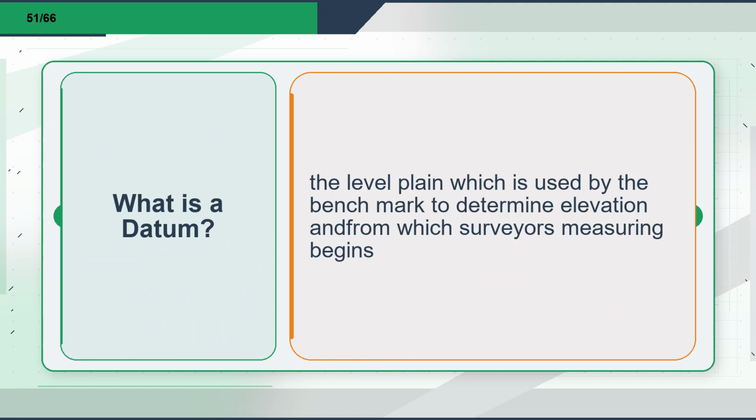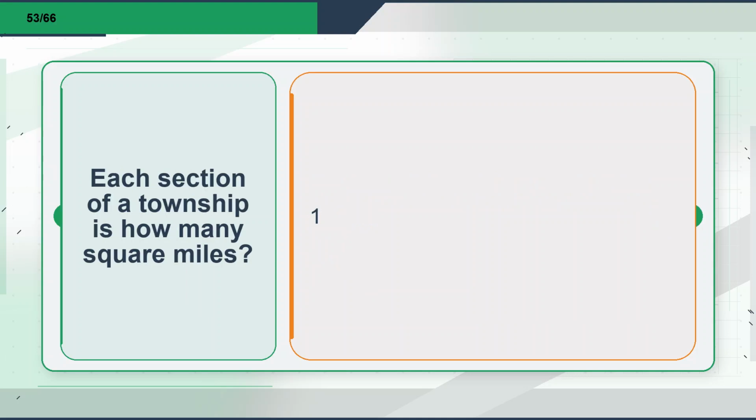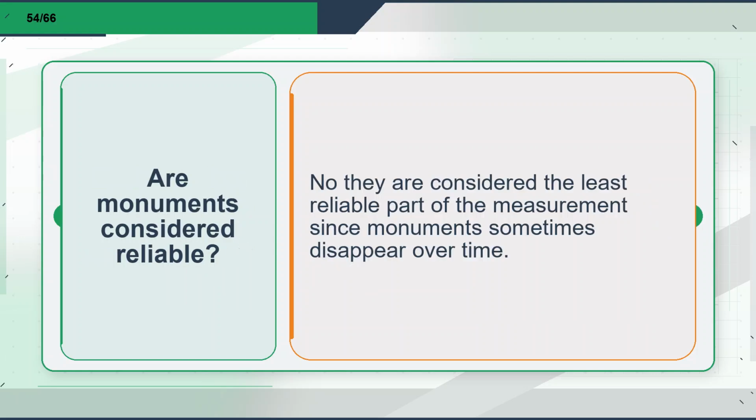Flashcard 51. Term: what is a datum? Definition: the level plane which is used by the benchmark to determine elevation and from which the surveyor's measuring begins. Flashcard 52. Term: how many square feet are in an acre? Definition: 43,560. Flashcard 53. Term: each section of a township is how many square miles? Definition: 1. Flashcard 54. Term: are monuments considered reliable? Definition: no, they are considered the least reliable part of the measurement since monuments sometimes disappear over time.